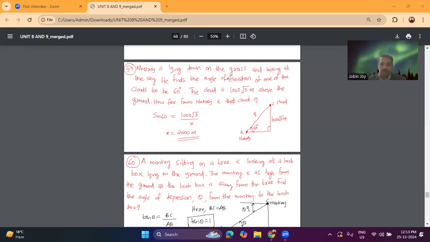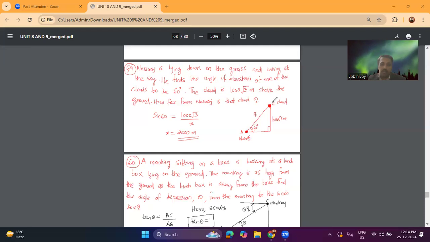So Neeraj is lying down on the grass and looking at the sky. He finds the angle of elevation of one of the clouds to be 60 degrees. So this is the cloud, and from this point Neeraj is looking at the cloud. So this is the angle of elevation, this angle of elevation is 60 degree. And the cloud is 1000 root 3 meter above the ground. This height is given, 1000 root 3. How far from Neeraj is that cloud?